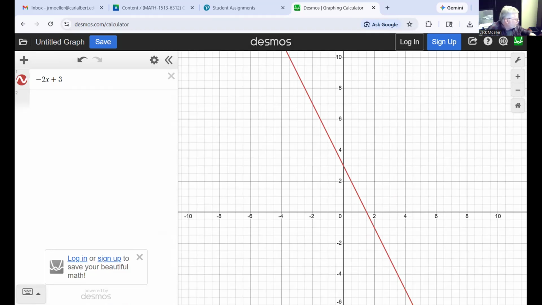But you have the Desmos graphing app. The Desmos graphing app is completely free. So there's that. All right. Let's get back to the actual notes.